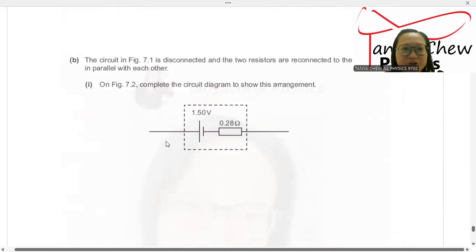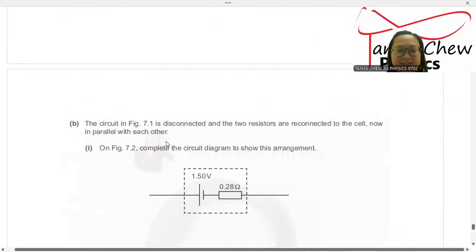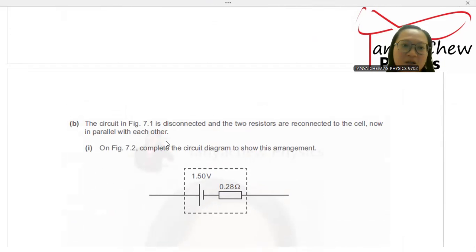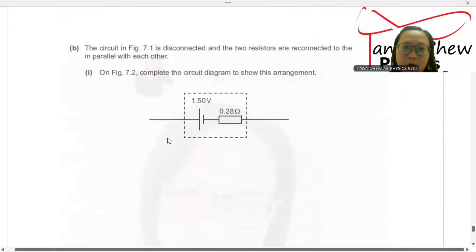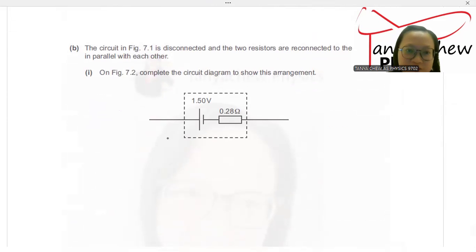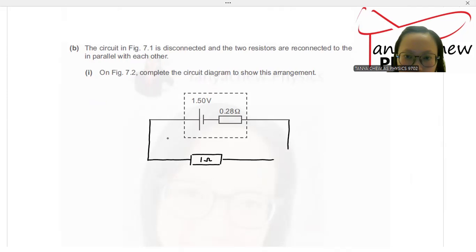The next one, the circuit in fig 7.1 is disconnected and the two resistors are reconnected to the cell, now in parallel with each other. On fig 7.2, complete the circuit diagram to show this arrangement. Now, all you need to do is just to draw these two resistors, 1 ohm, and this is R. Okay, they are being connected in parallel. And we are done.